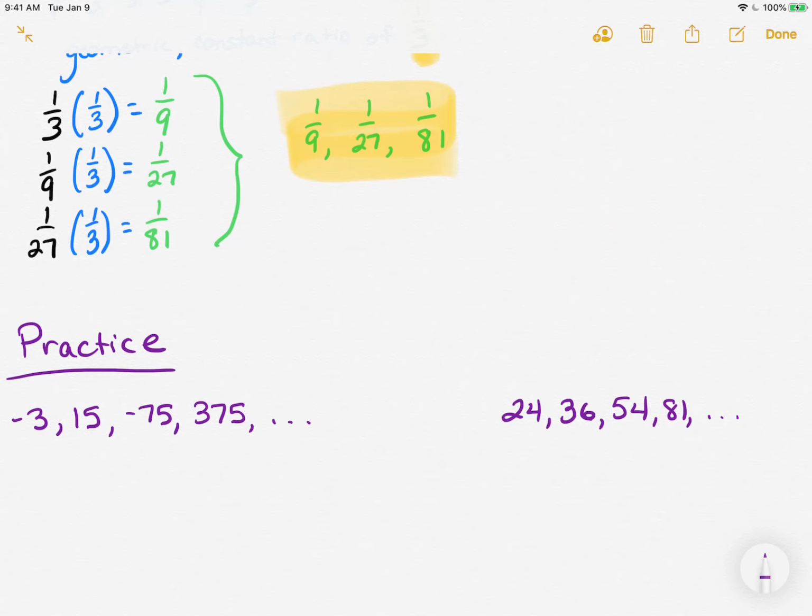Well, the way you figure out what the ratio is, you do this divided by this. So that's 15 divided by negative 3. Negative 5. And then what's negative 75 divided by 15? And then 375 divided by negative 5.